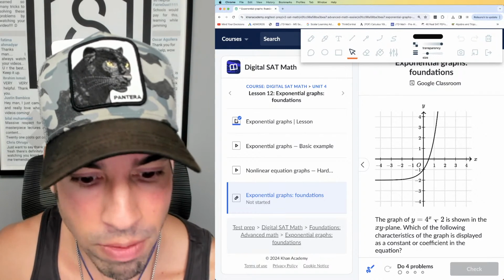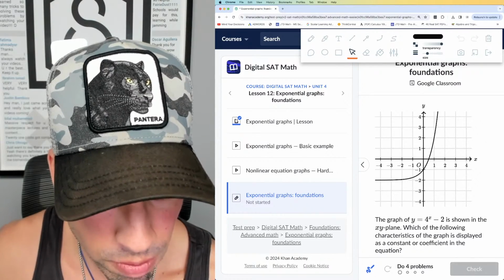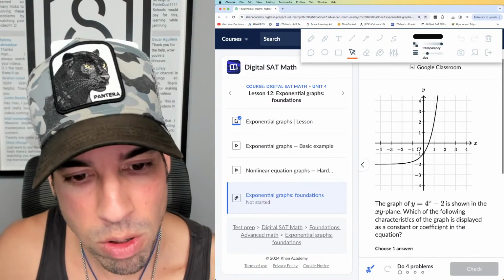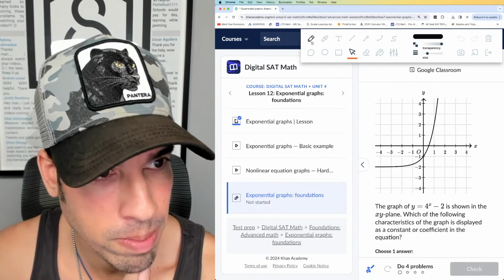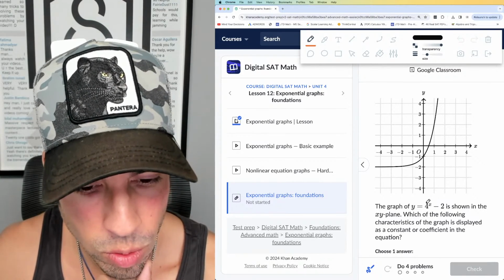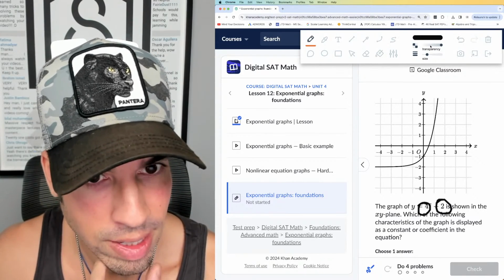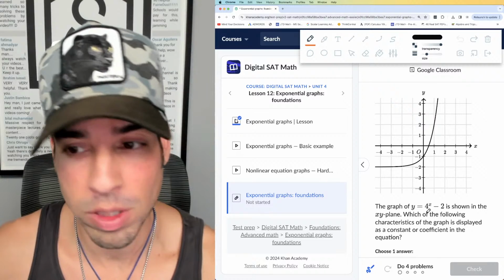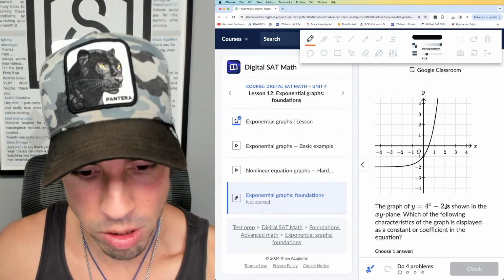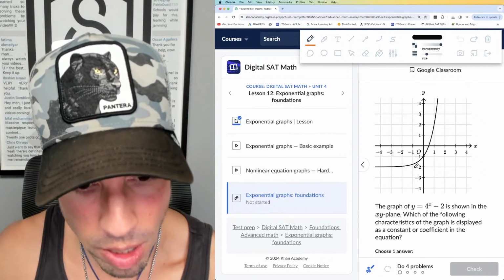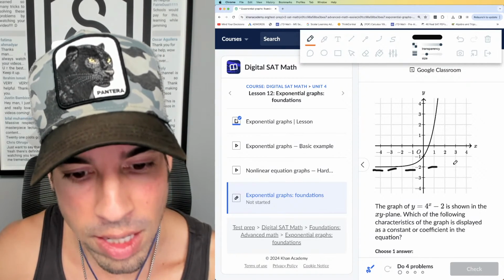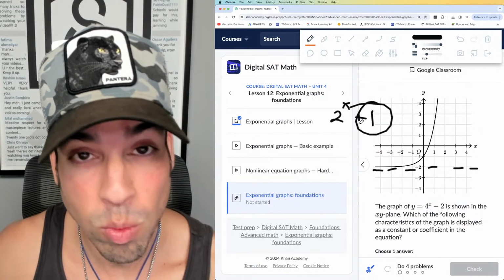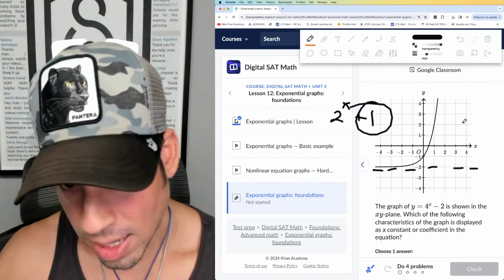All right. The graph of y equals 4 to the x minus 2 is shown in the xy plane. Which of the following characteristics of the graph is displayed as a constant or coefficient? Before we even look at the answer choices, there's only two constants, right? There's a 4 and there's a -2. Now, the 4 doesn't exactly show itself on the graph. But this -2 does show up because you can see it right here on the y-axis. That is the asymptote. And that's usually the case, right? If I have like 2 to the x plus 1, that 1 will be that horizontal asymptote. So that's the constant that we can see.